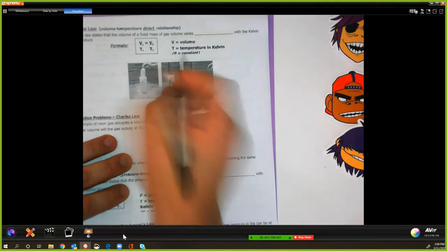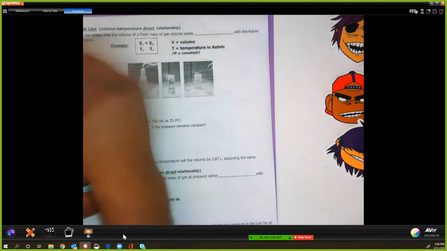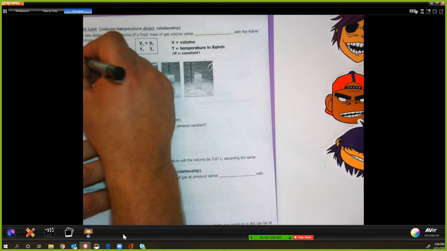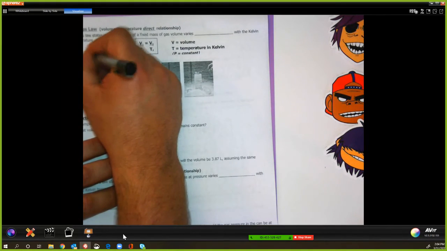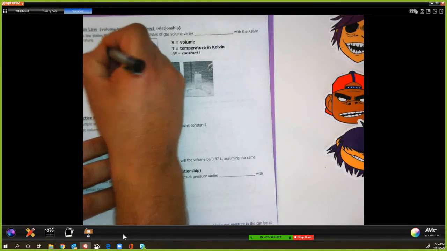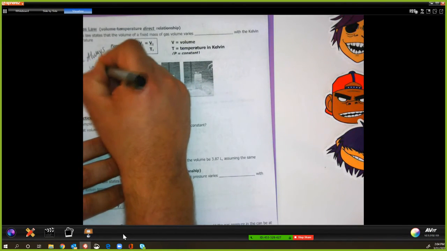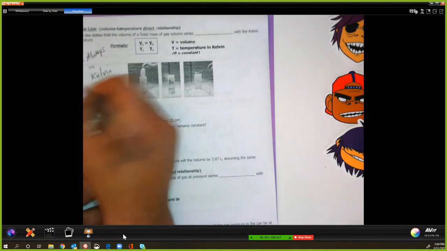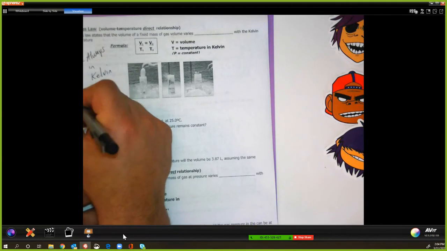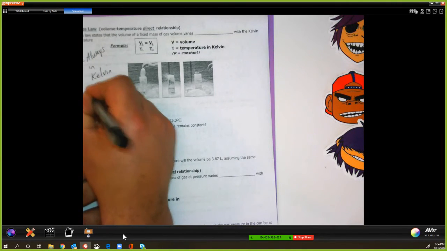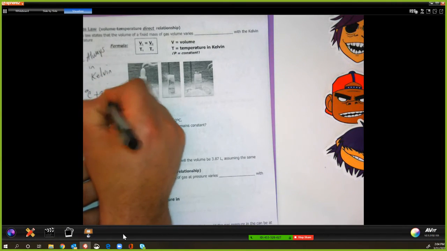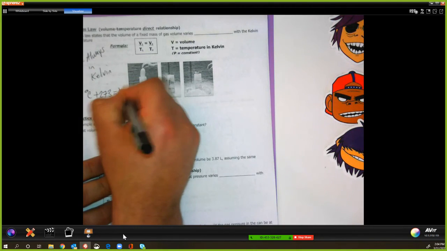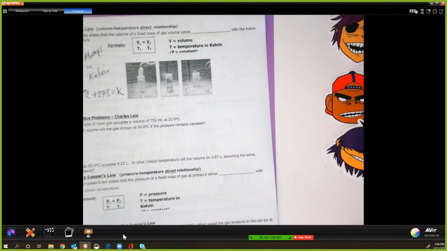So on these, just remember that your temperature is always in Kelvin. So whatever they give you in degrees Celsius, you add 273. That's going to give you your Kelvin. Okay. And then you work your calculations. All right. And we'll talk about that on the next Zoom session.